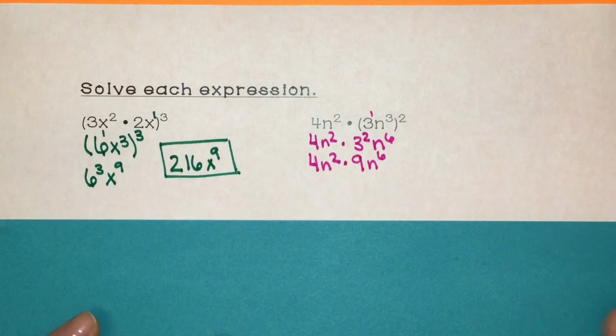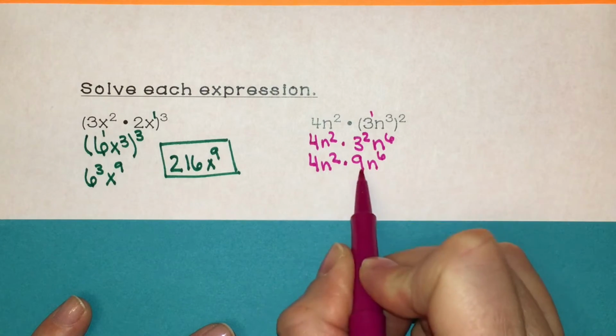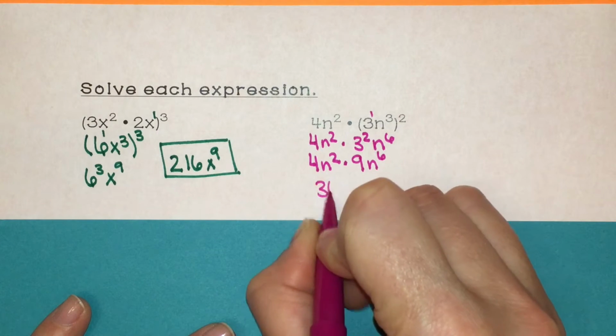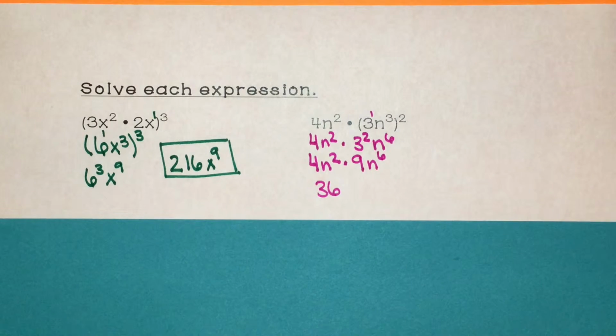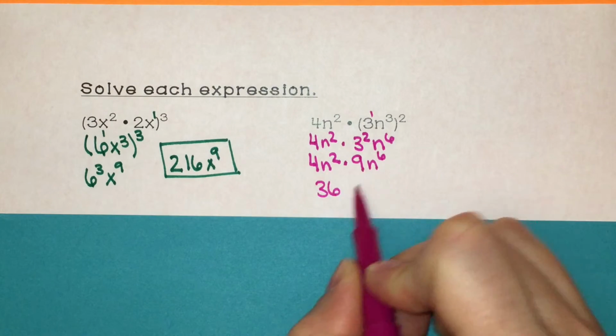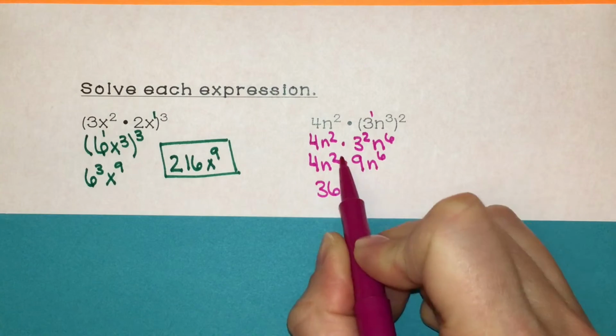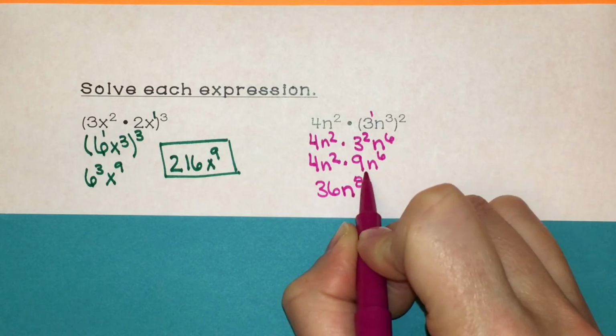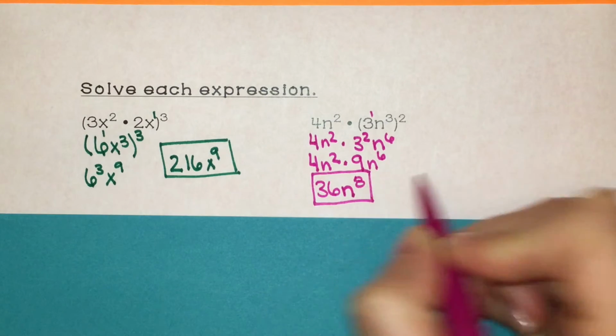Okay, now I can multiply the numbers. 4 times 9 gives me 36. Now I'm going to do the variables. Multiplying the bases, and the bases are the same. So keep the base the same, add the exponents. 2 plus 6 is 8. So 36 n to the 8th.